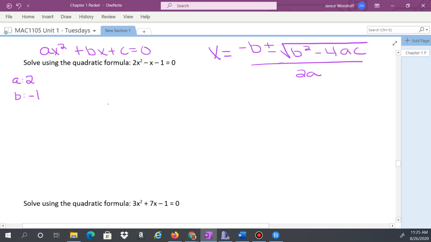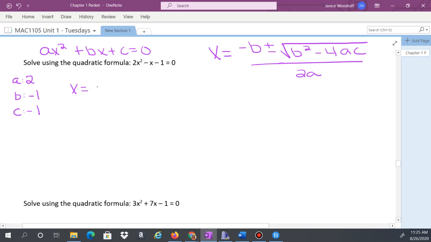negative 1. Okay, if it's by itself, it's just a 1. And we don't carry the x's into it. It's just the numbers that are in front. Okay, and then c is also negative 1. So we're just going to pop those in for the letters and then simplify.